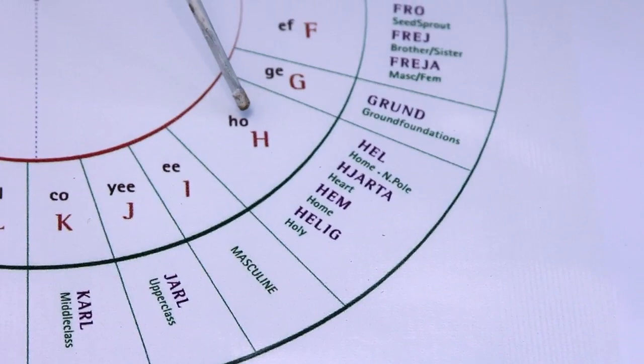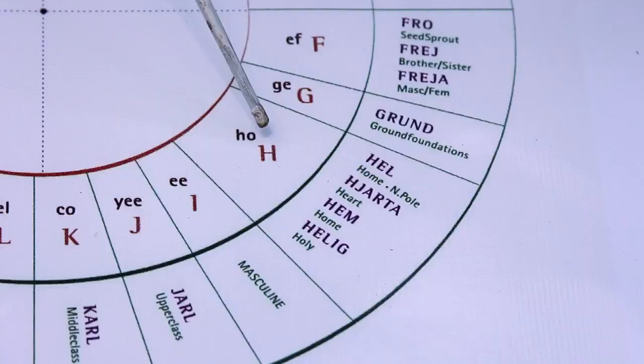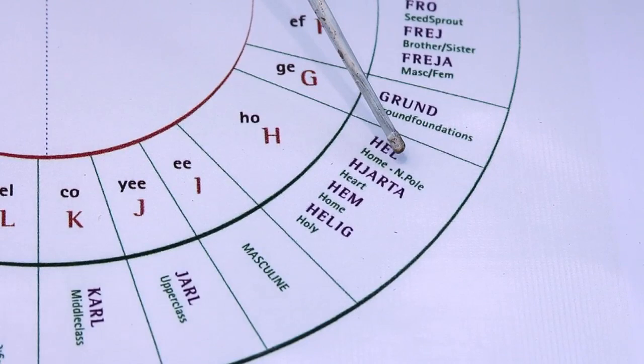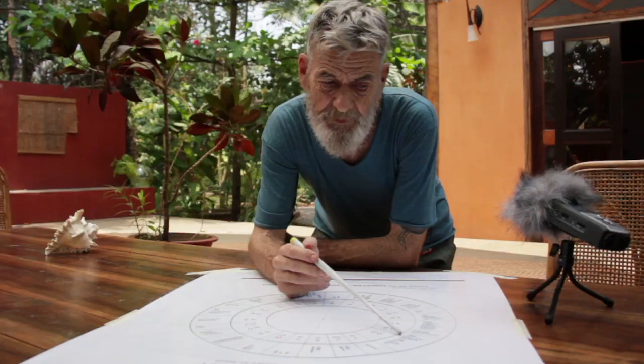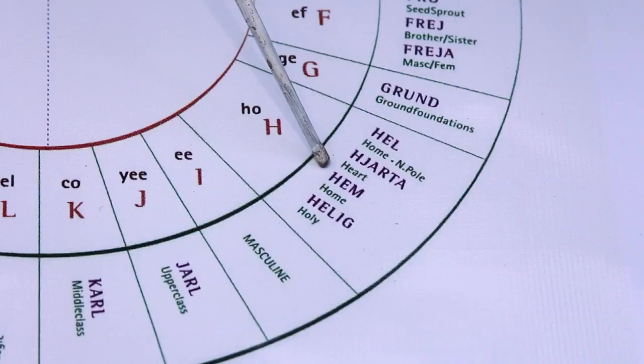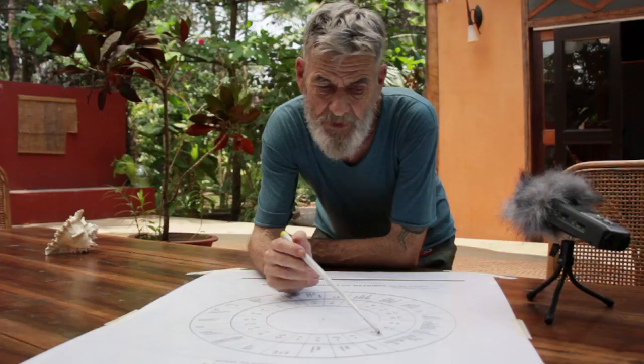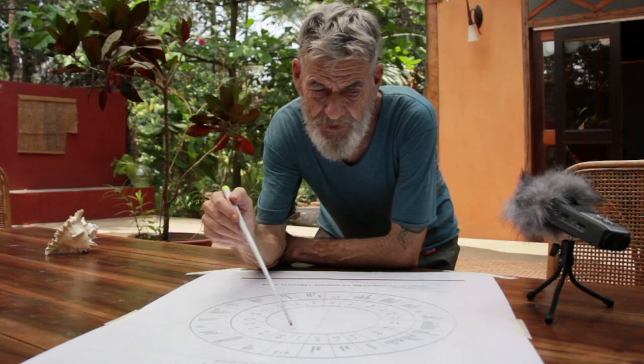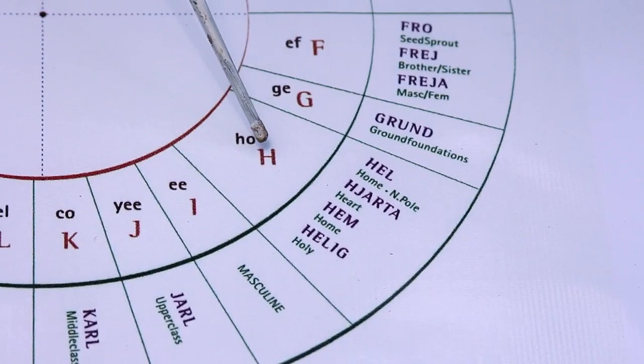The sound H in English, we say in root language, ho, like ho, ho, ho. Ho means home. In root language, it means hell, H-E-L. It means hjärta, which means the heart. Him means home. Helig means holy. So this ho, it's this ring land here at the top of the planet. This is the home, according to us. H or ho, which is an O.